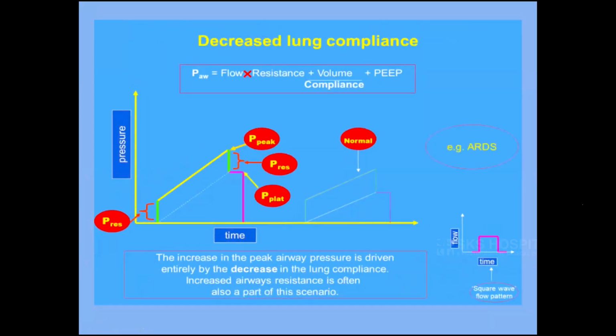And looking at a decreased lung compliance, the pressure time scalar would look like this when compared to the normal, wherein the resistive pressure seems to be the same, and that drop is also the same, but the peak pressure is raised and the plateau pressure is also raised. So there is an increase in both the peak pressure and the plateau pressure. When the plateau pressure rises, automatically the peak pressure also increases. The typical example would be an ARDS patient. Again, here the pattern of the flow is a square wave flow pattern.